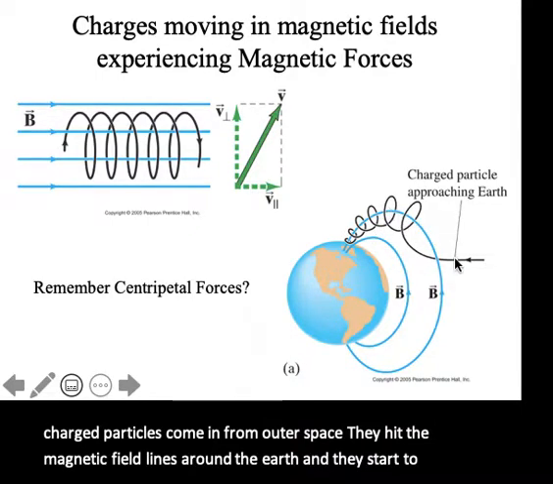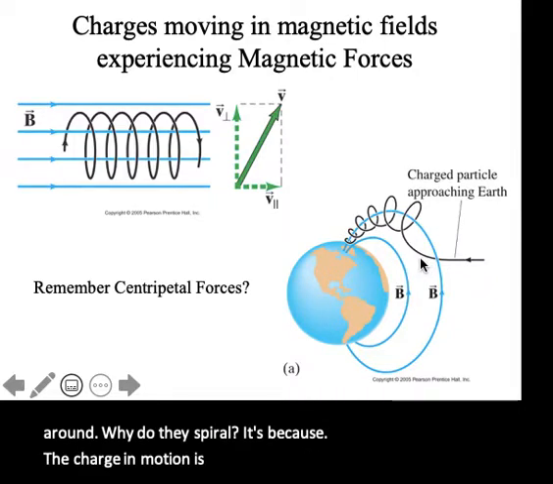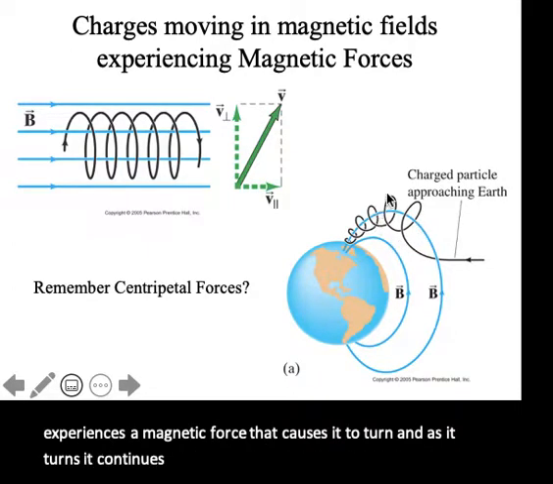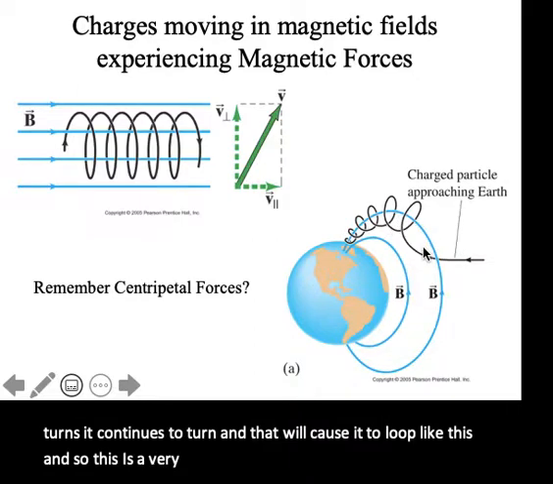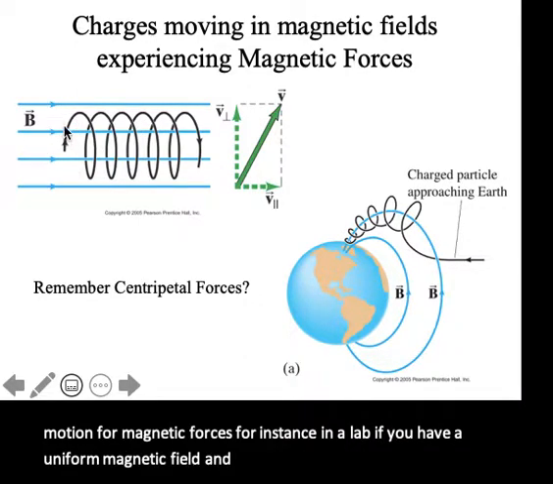So why do they spiral? It's because the charge in motion is coming in on one direction, and then it experiences a magnetic force that causes it to turn. And as it turns, it continues to turn, and that will cause it to loop like this. This is a very classic thing where you get a lot of circular motion for magnetic forces. For instance, in a lab, if you have a uniform magnetic field and you shoot a charged particle in, you'll frequently get a spiral like this.